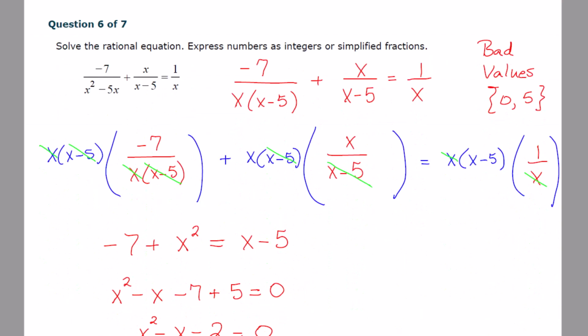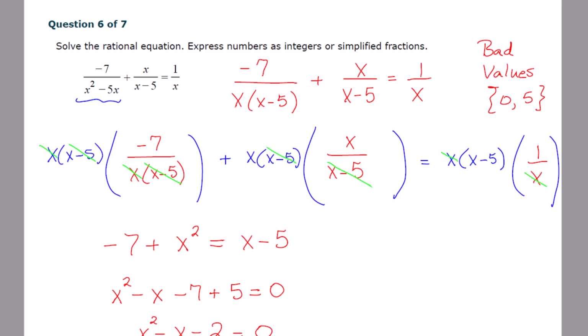Question 6. Let's see. Well, question 6 has variables in all three pieces. This piece looks suspicious to me, like something is in common. All right, let me take a common x out. Oh, I see. I've got an x, and I don't want that to be 0. I don't want x minus 5 to calculate to be 0, and that would be at 5. Okay, so don't want those two numbers.